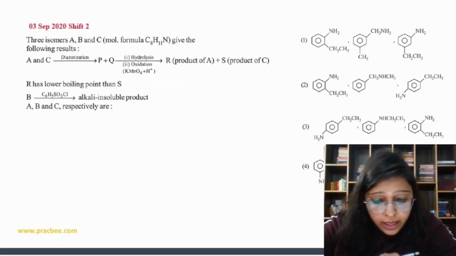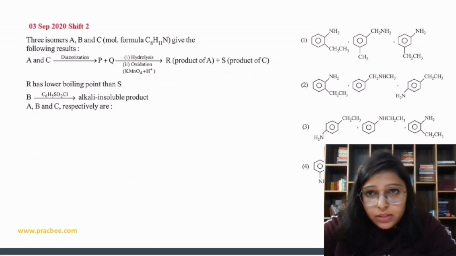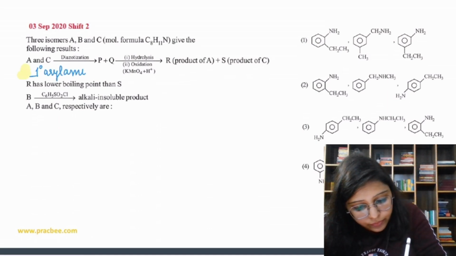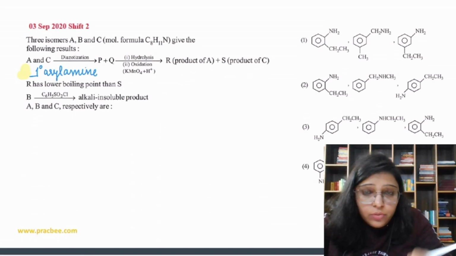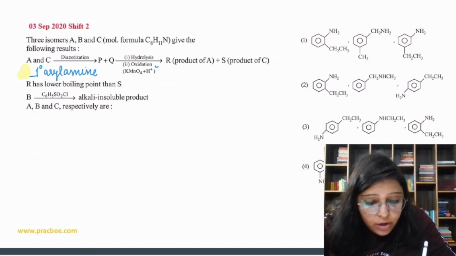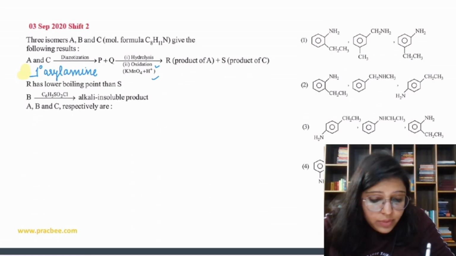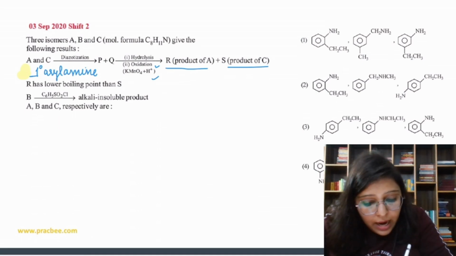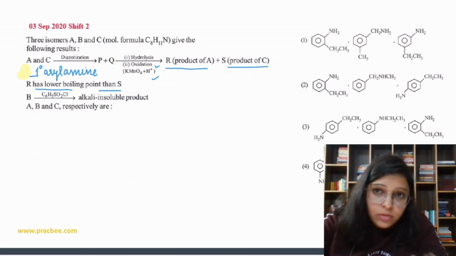Three isomers A, B and C give the following results. A and C undergo diazotization. It means they are 1 degree arylamines. So we get P and Q. Now after hydrolysis and oxidation with KMnO4/H plus, we get R, which is the product of A, and S, the product of C. Fine. R has a lower boiling point than S.